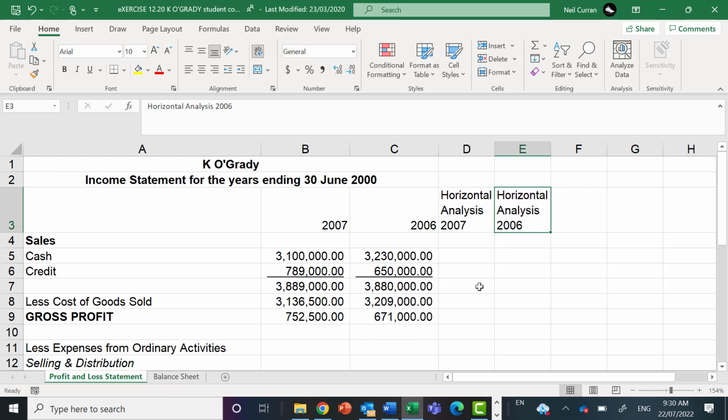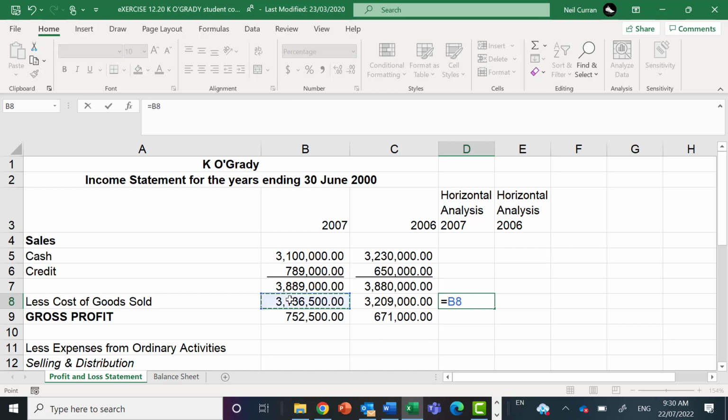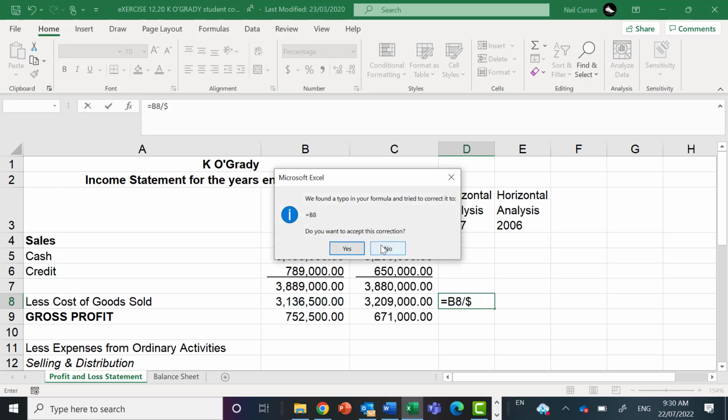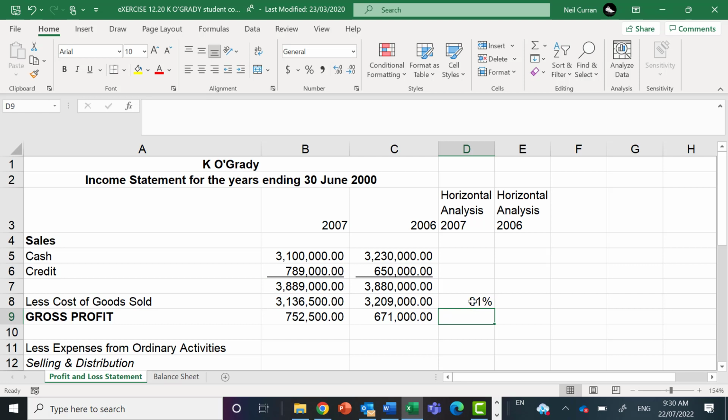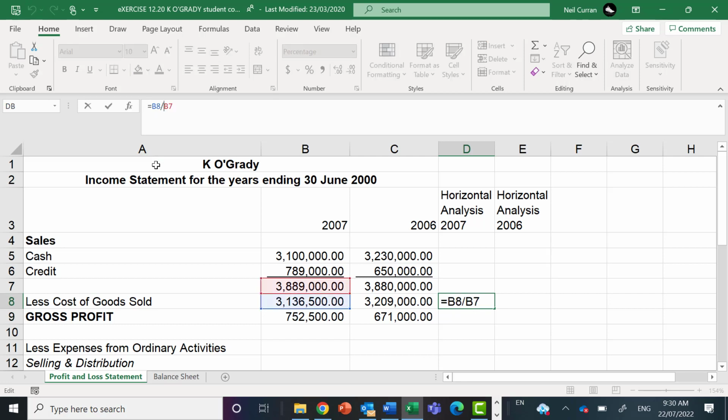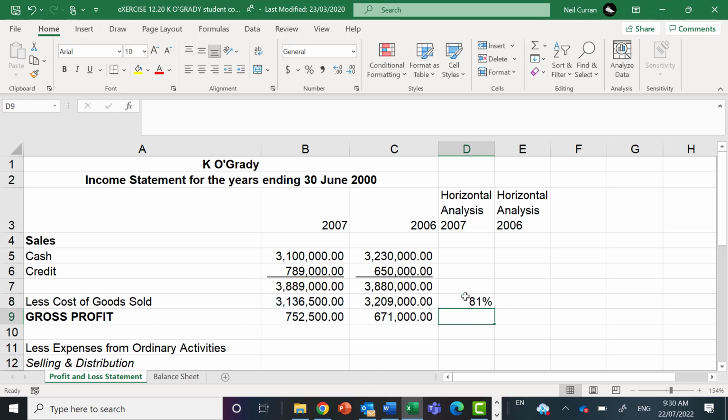Now, in order to conduct a horizontal analysis, we're looking at how much of our expenses are being consumed and eating into our sales. So in order to do that, we go to our expenses. The first one and most important one is cost of goods sold, and we divide it and then put a dollar sign here and click on your sales. Oops. Click on your sales and then press enter, and you can see here that our sales is being eaten up by 81% into our cost of goods sold.